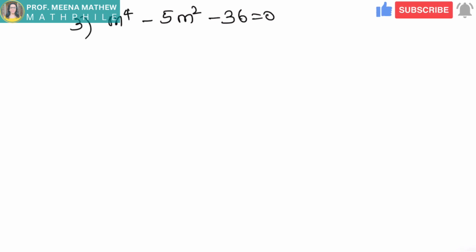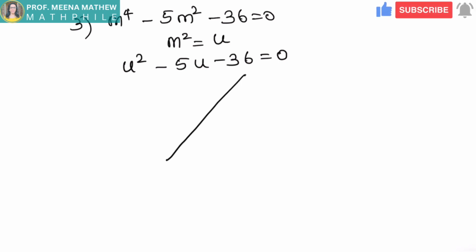So here we have a polynomial of degree 4 and we can take this m square as u. I'm going to do the substitution method here. That is the easiest method. So when I substitute m square equals u, this is u square minus 5u minus 36 equals 0. This is a trinomial and it is also a quadratic equation.